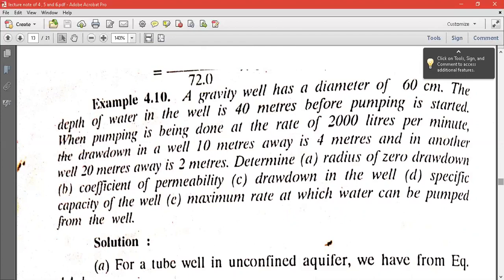What we have seen is that one test well has been taken 10 meters from the center of the well, and there the drawdown observed is 4 meters. And another well is placed 20 meters, double the distance, from the center of the well. That second observation well is placed 20 meters from the center of the well, and there the drawdown is 2 meters.